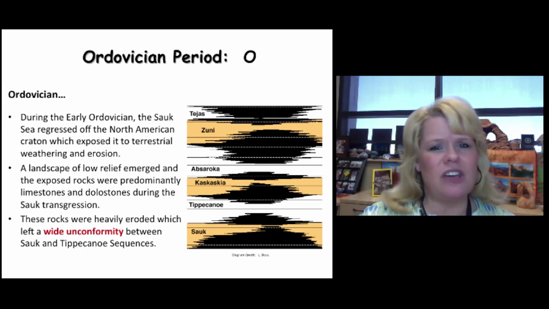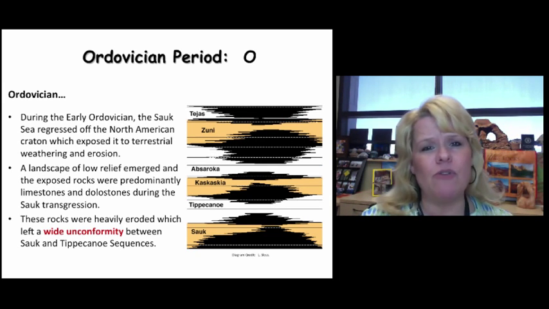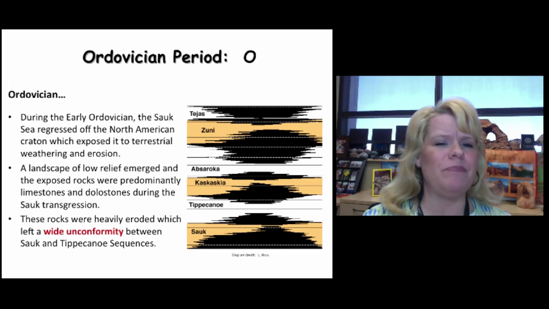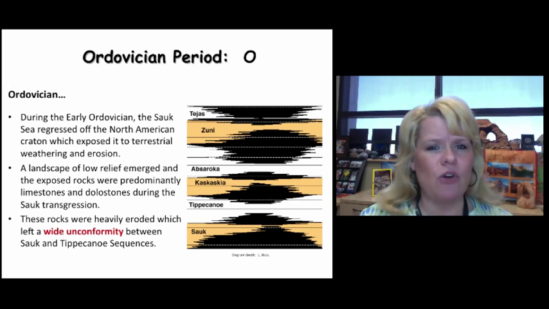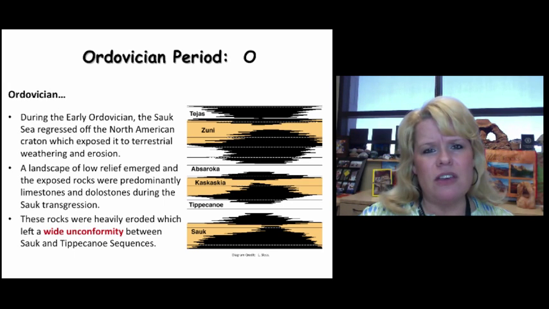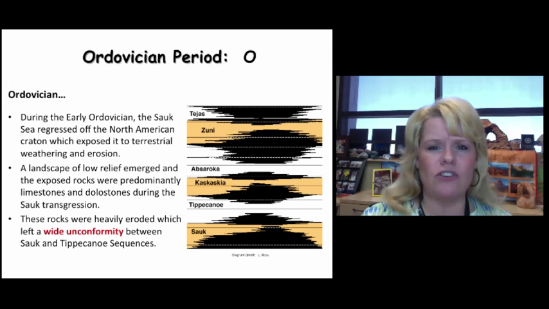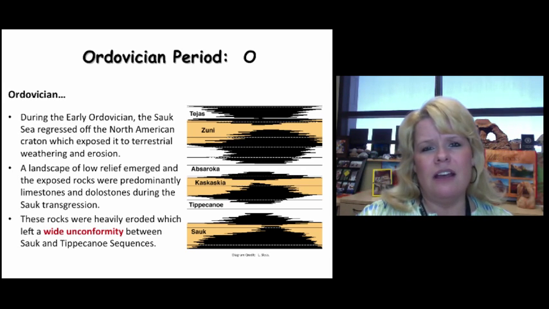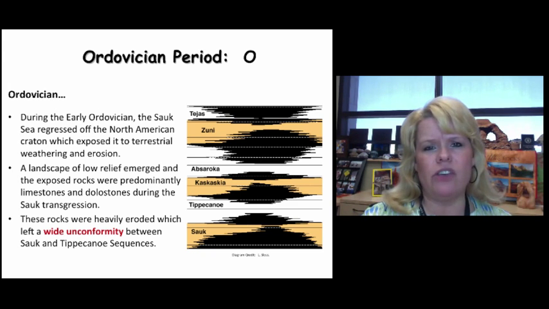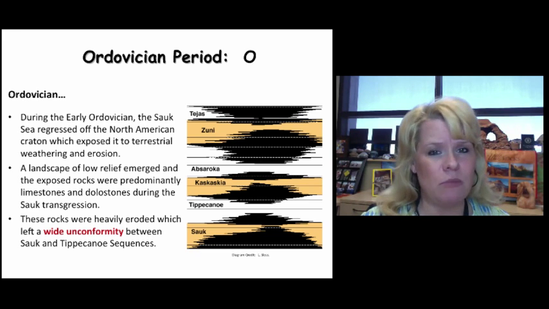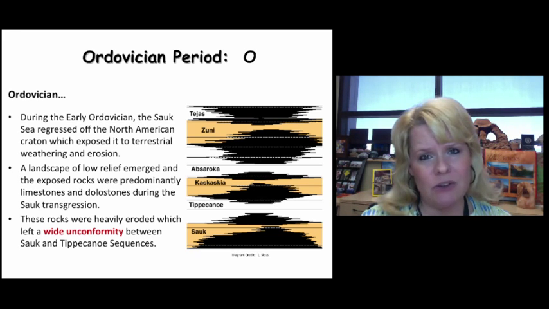We need to discuss the Sauk Sea before we get started on paleogeographic information for the Ordovician. In the early Ordovician, the Sauk Sea completely regressed off of the North American craton. So we know that the Canadian Shield and the transcontinental arch islands were exposed during the Cambrian period, so they were highly eroded. But now those areas that have been covered by the Sauk Sea are re-exposed to the same elements of weathering and erosion.